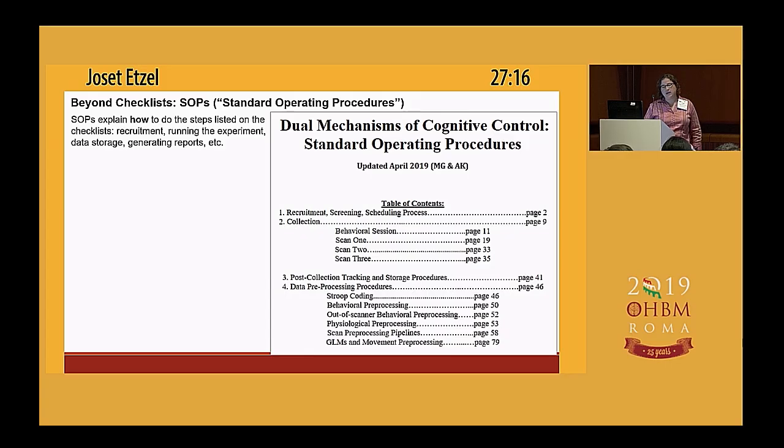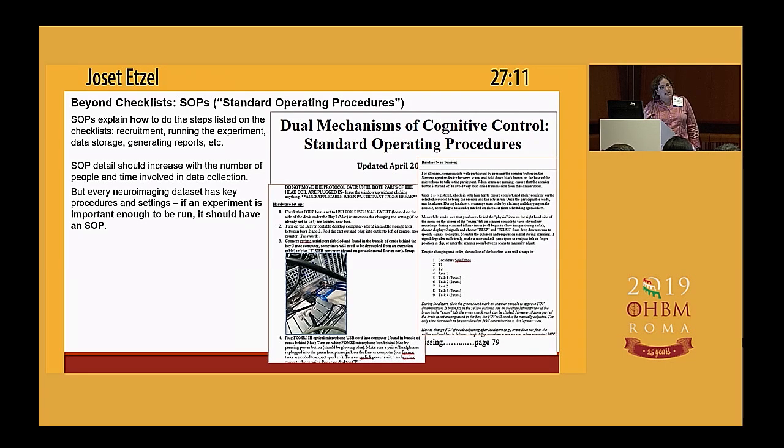This is a massive document, but it's also a pretty big project. The detail, again, I think generally needs to increase, as the complexity increases with the number of people, the duration of the project, all that. But really, I think if an experiment is important enough to be run, to go through ethical approval, get the funding, all of that, it's important enough to have an SOP formally written out and actually released with the data set. I think it ought to be considered an essential part of the data set.